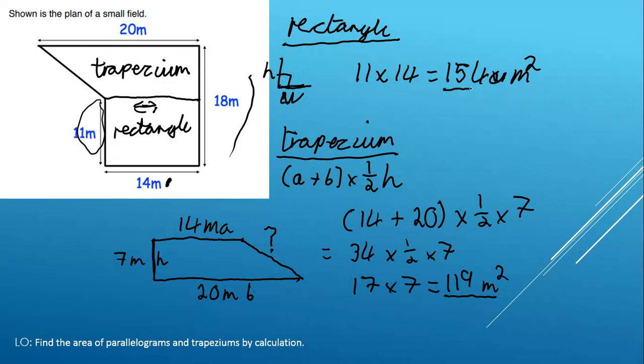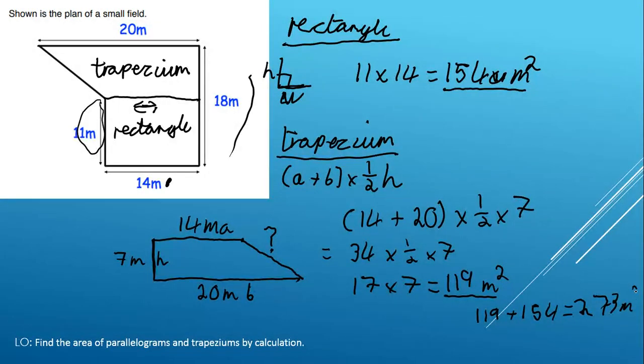We have the area of our rectangle. So all we need to do now is add those together. We do 119 add 154, which gives us 273. So the area of this whole compound shape is 273 meters squared.